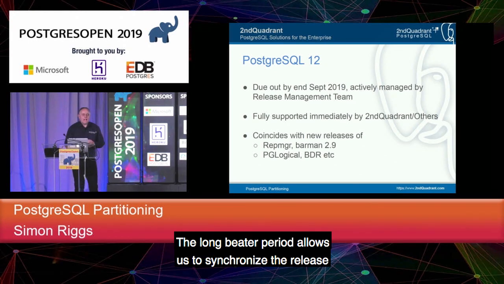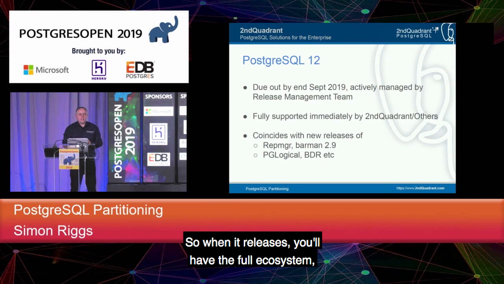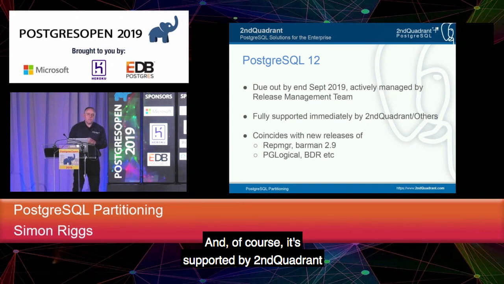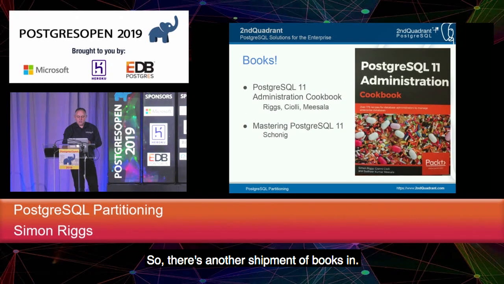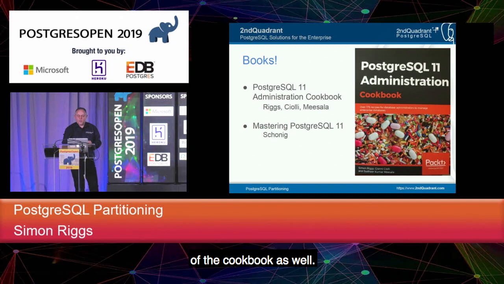The long beta period allows us to synchronize the release of a lot of other sub-projects. For example, the usual suspects of Repmgr, Barman, pglogical, etc., are all synchronized with Postgres 12. So when it releases, you'll have the full ecosystem, not just the core server. And of course, it's supported by Second Quadrant and many other vendors that you see here today. So there's another shipment of books in. Some of the things I've talked about today are quite well described in the latest cookbook, and I assume that there will be further versions of the cookbook as well.